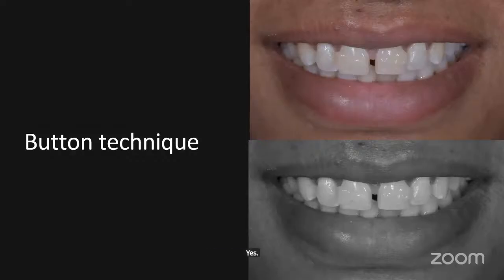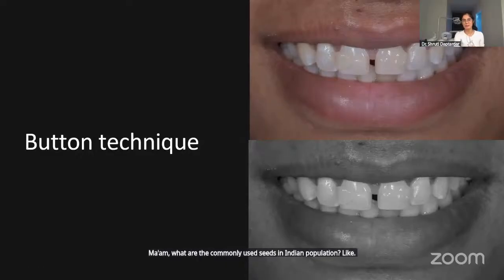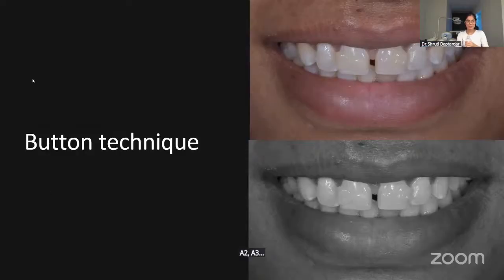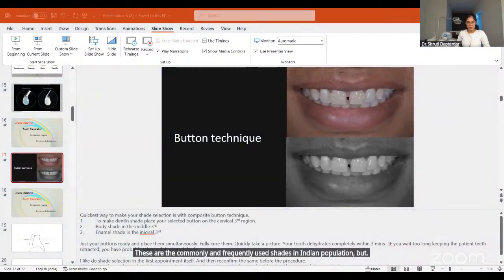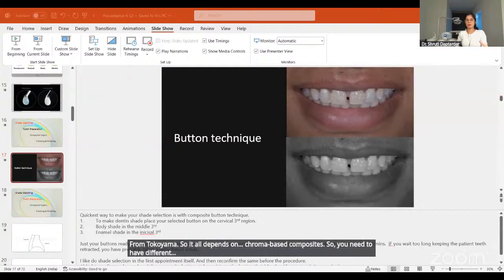Yes, ma'am, very clear. Thank you so much. Ma'am, what are the commonly used shades in the Indian population? A2 and A3 are the commonly and frequently used shades in the Indian population. But Shofu's A3 is going to be different from GC, from Tetric Ceram, from 3M, from Tokuyama. So it all depends on chroma-based composites. You need to have different kinds of composites in your inventory to get that effect.